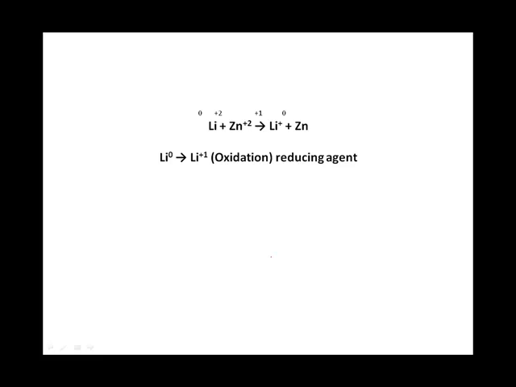Here's another one where we have our oxidation numbers again. We have 0, +2, +1, and 0. We know that lithium is going from 0 to +1. That's being oxidized. That's our reducing agent. Zn is going from +2 to 0. It's being reduced, and it's our oxidizing agent.